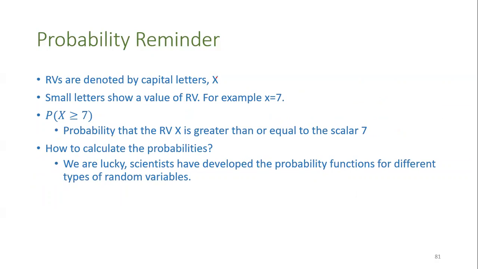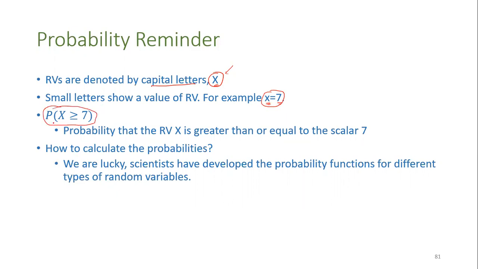So the random variables are generally shown by capital letters. Capital X shows the random variable. So when you see a capital letter, it shows the random variable, and if you have to read it, you have to read the definition of that random variable, right? The small letters show a value of the random variable. For example, x equal to 7 means that this is a particular value assumed by the random variable X. So we will have some notations like this.